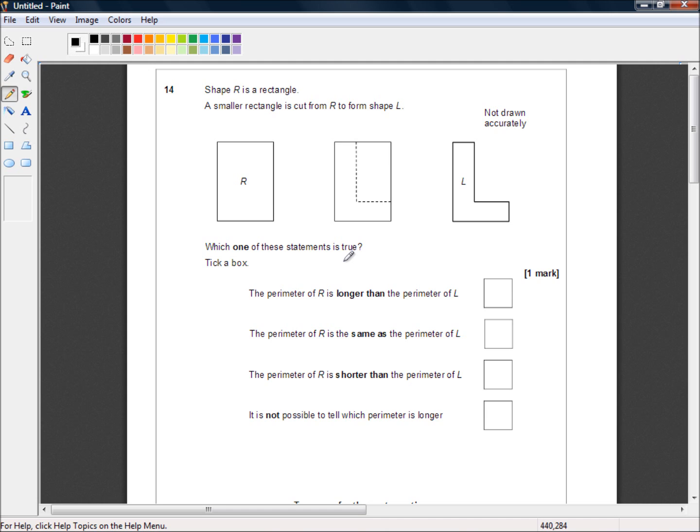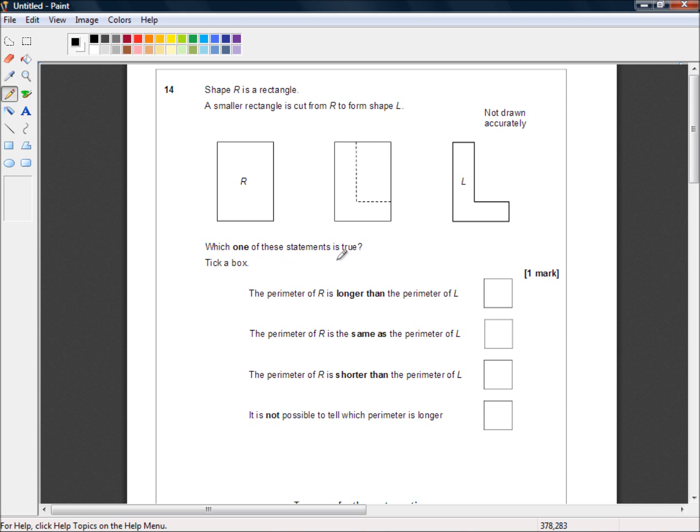This is the first paper in the Foundation series and it's a non-calculator paper. We're picking up here in question 14. Shape R is a rectangle. A smaller rectangle is cut from R to form shape L. So we've got a rectangle here, which is R. We've chopped a bit out. We've got this L-shaped shape called shape L.